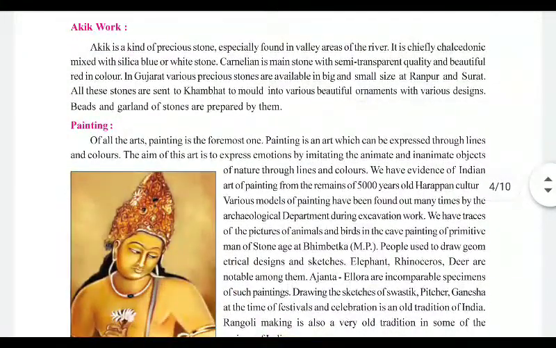Akik is a kind of precious stone, especially found in the valley areas of rivers. It is chiefly a chalcedonic material mixed with silica, a blue or white stone. Basically it's a shining stone with different colors. So carnelian is the main stone, with a semi-transparent quality and a beautiful red color.